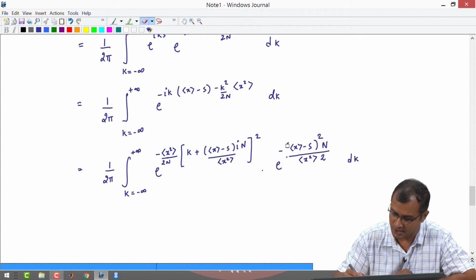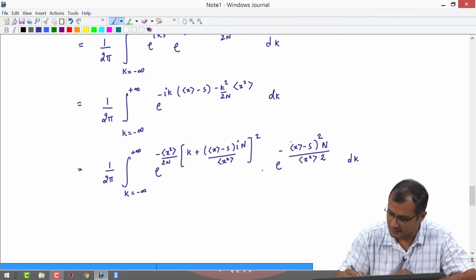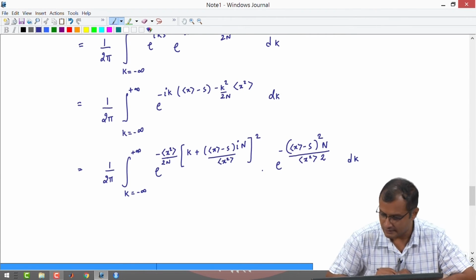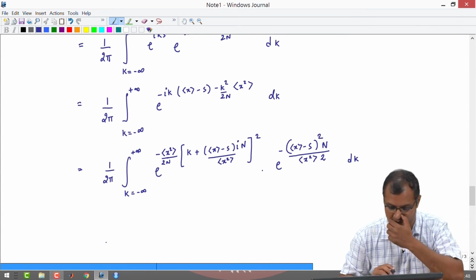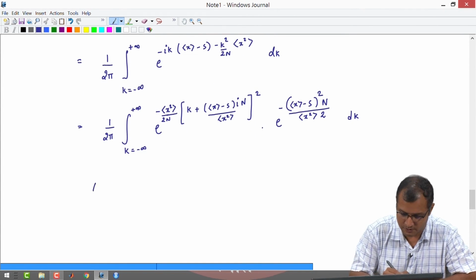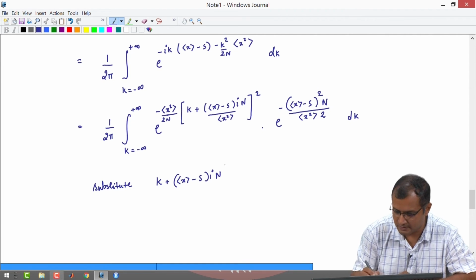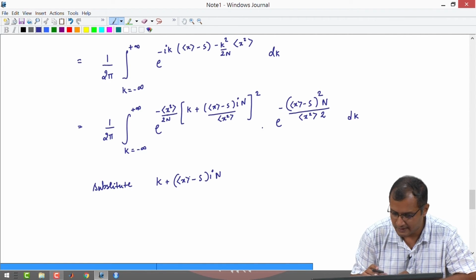Right, so you can check this. I have computed this as the factorization, and now you can see you can substitute k plus mod x minus s into it. This is a constant.